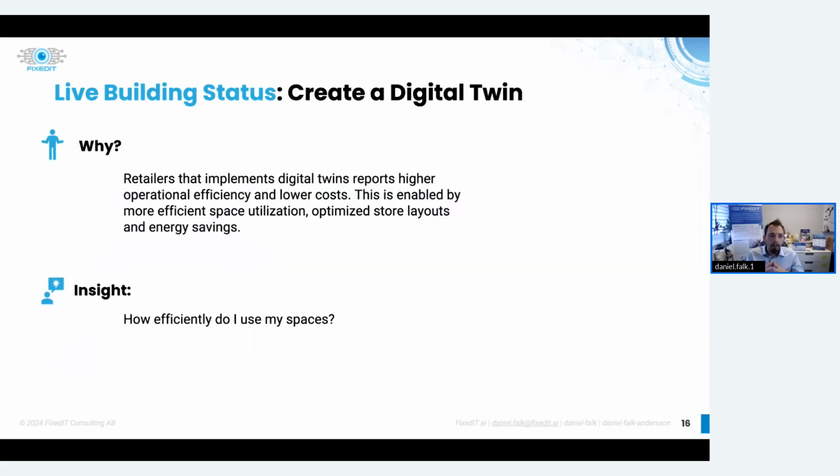Going to the next use case, which is live building status, creating a digital twin of your facilities. So retailers that implement digital twins report high operational efficiency and lower costs. And this is enabled by more efficient space utilization, optimized store layouts, and energy savings. So the insight that we want to answer with this dashboard is, how efficiently do I use my spaces?